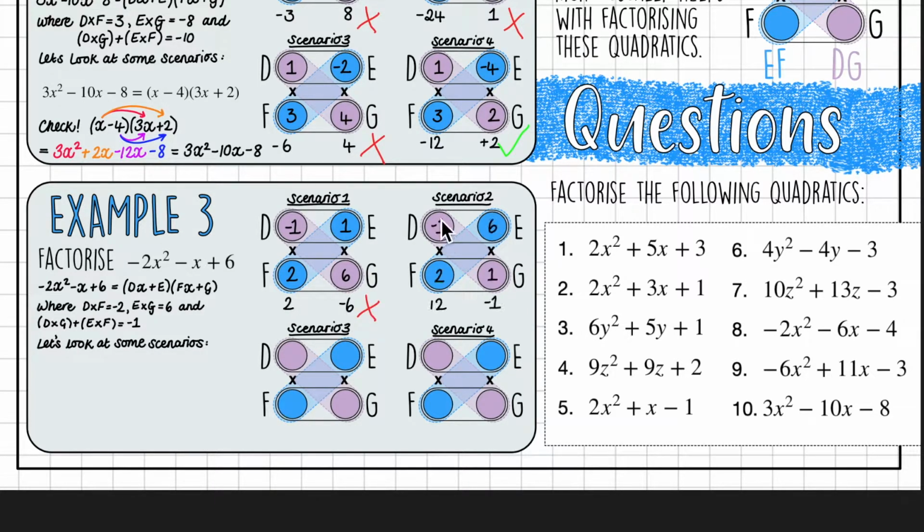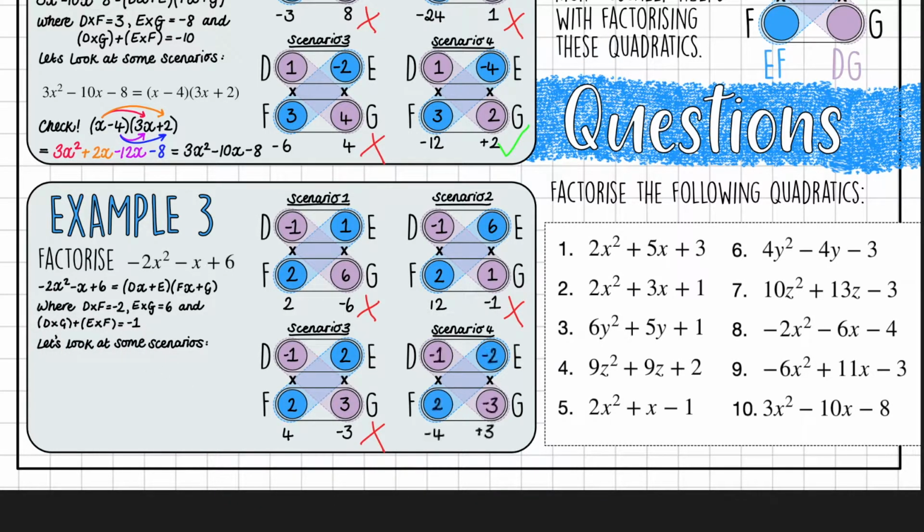Scenario 2, we've got DF equaling minus 2, EG still equaling 6, so our first two rules hold. We've got DG equaling minus 1 and EF equaling 12. 12 minus 1 is 11, therefore we haven't satisfied our third rule. DF is equal to minus 2 and EG is equal to 6, therefore our first two rules still hold. DG is equal to minus 3 and EF is equal to 4. 4 minus 3 is 1. We're nearly there, but we haven't quite satisfied this third rule.